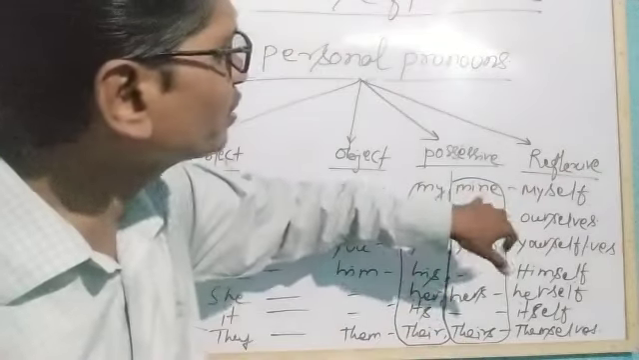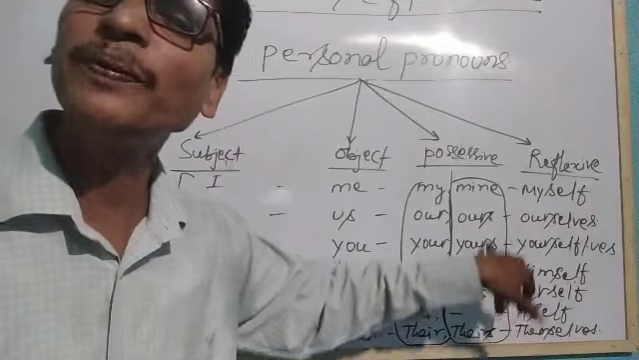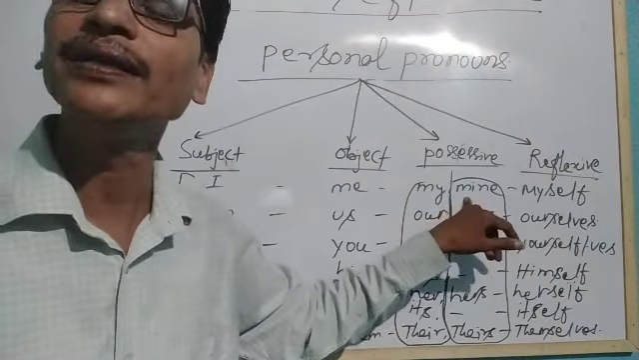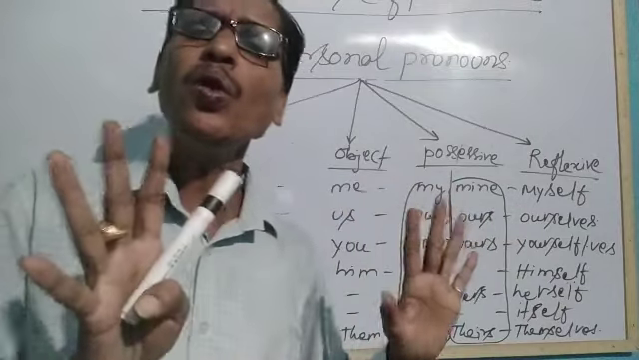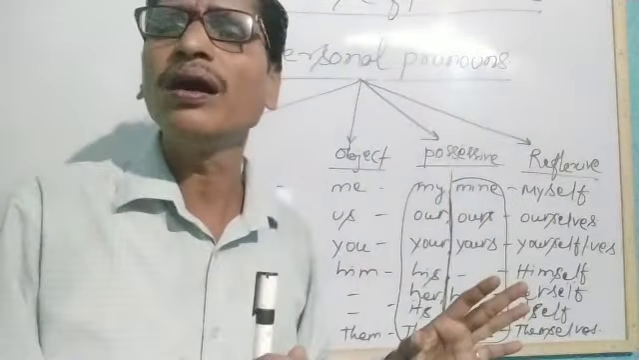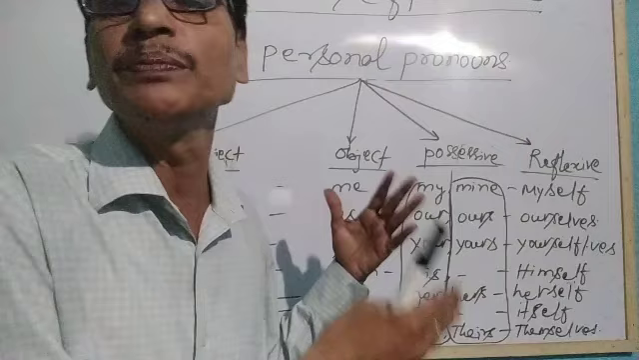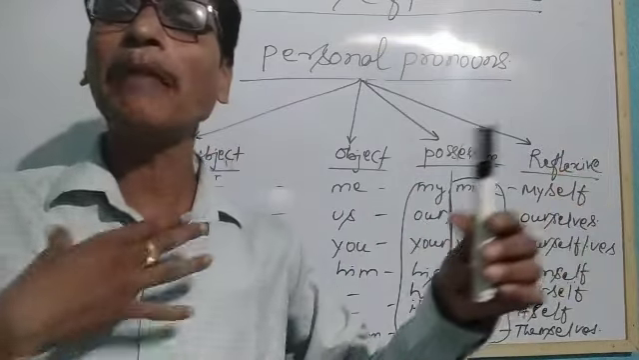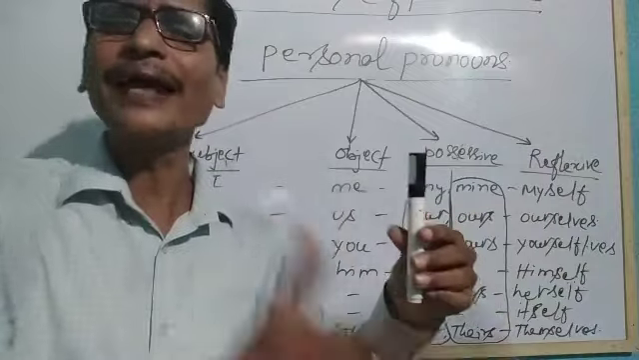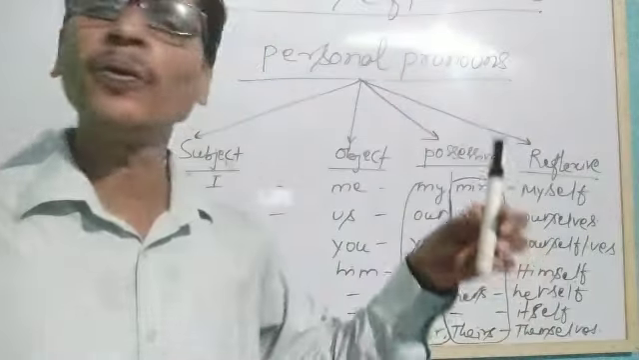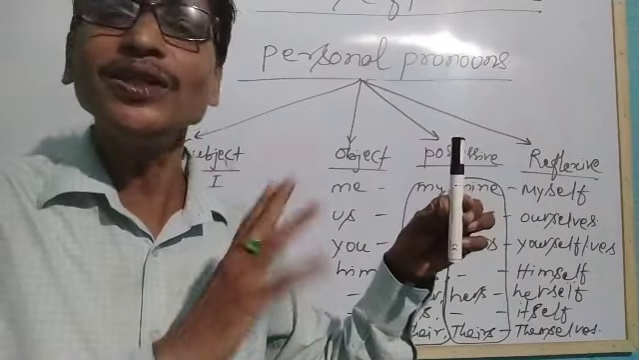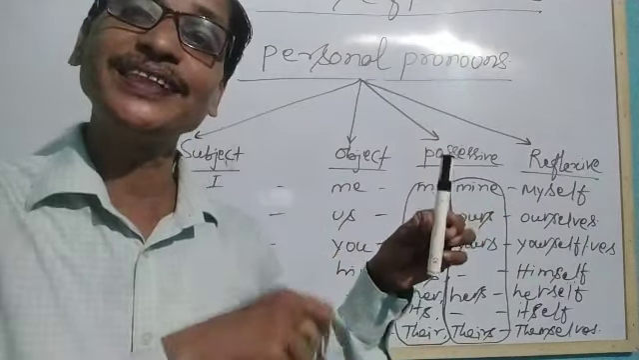But when we use other types of possessive cases of the same pronouns, like mine, after mine there is no noun that it can modify and function as an adjective. This pen is mine. And after this mine, there is no noun. Therefore, here it is only functioning as a possessive pronoun. It is not functioning as a possessive adjective.